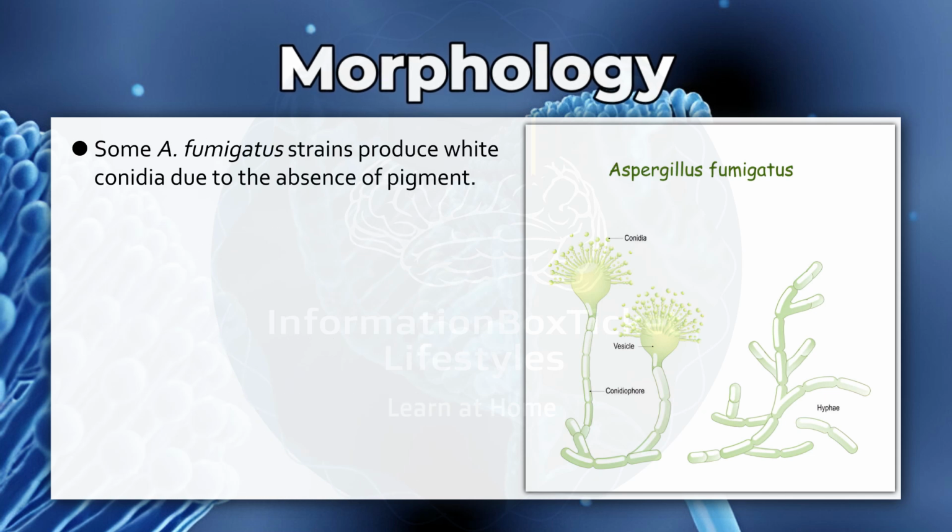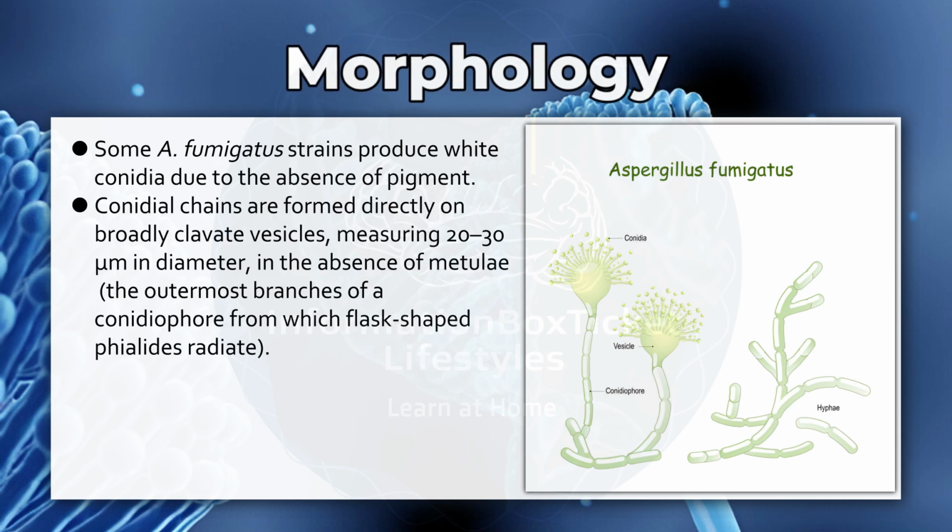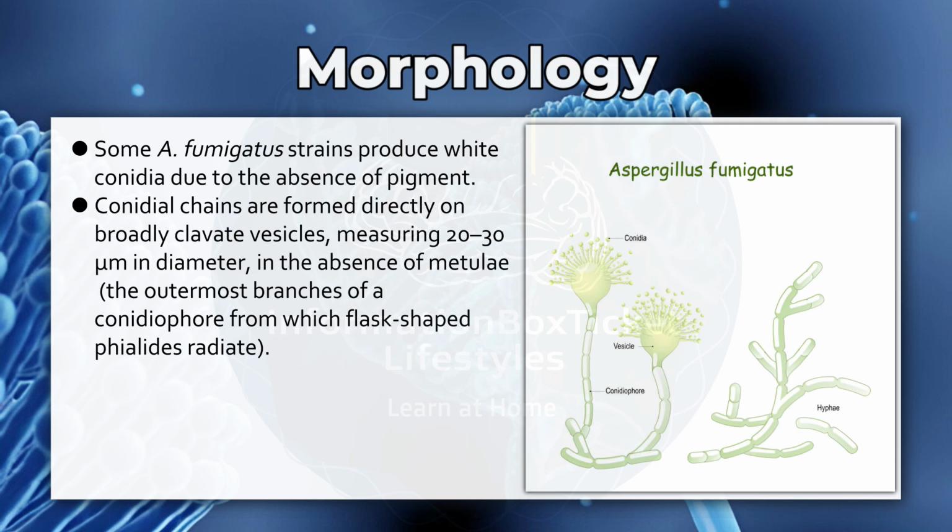Some A. fumigatus strains produce white conidia due to the absence of pigment. Conidial chains are formed directly on broadly clavate vesicles, measuring 20 to 30 micrometers in diameter, in the absence of metulae, the outermost branches of a conidiophore from which flask-shaped phialides radiate.